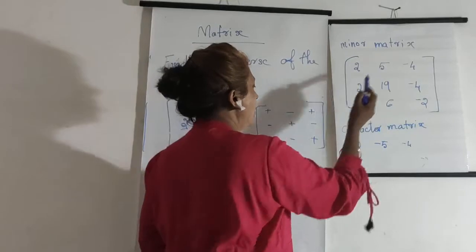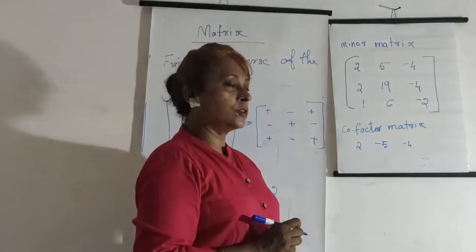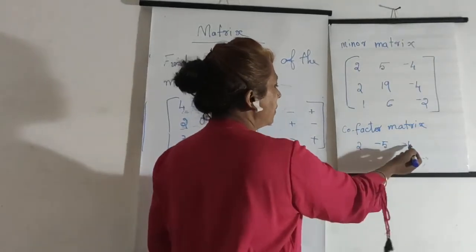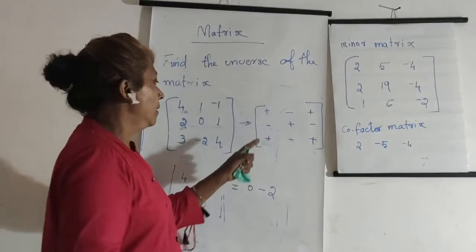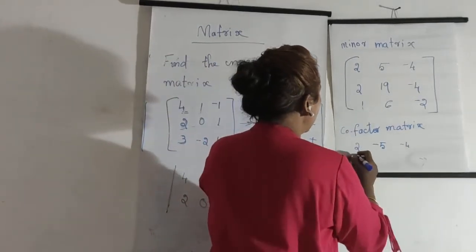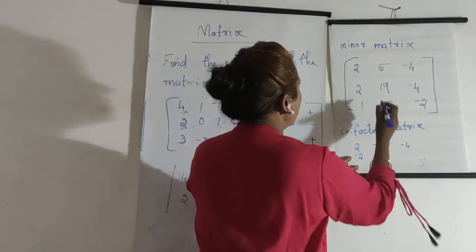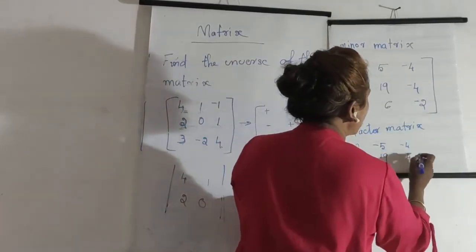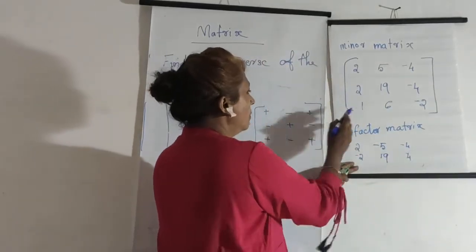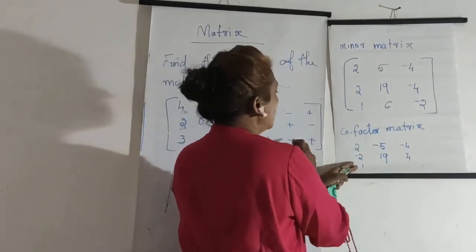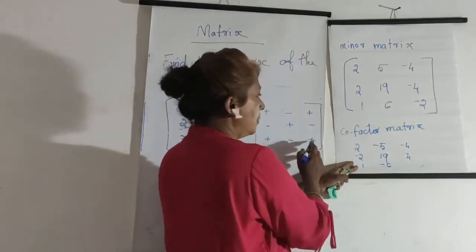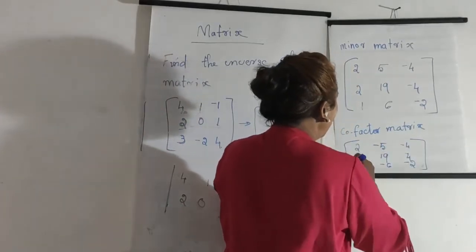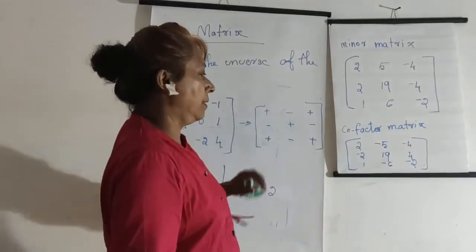This is already negative 4. When we multiply this negative 4 by positive, it remains negative. Then this 2 becomes negative 2. Then 19, which is negative, with this negative will make a positive. The 4 is positive. Then this 6 becomes negative 6, and positive with negative 2 is negative 2 itself. And what do we get? We got the cofactor matrix.